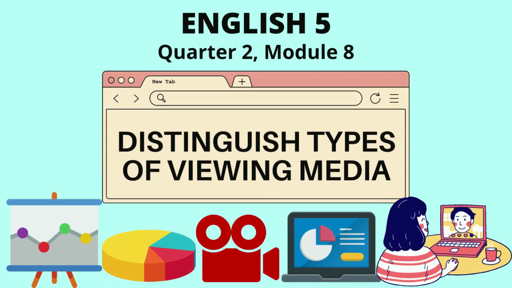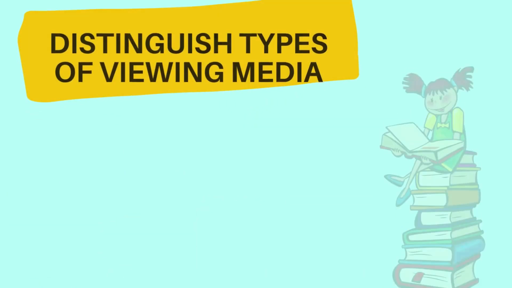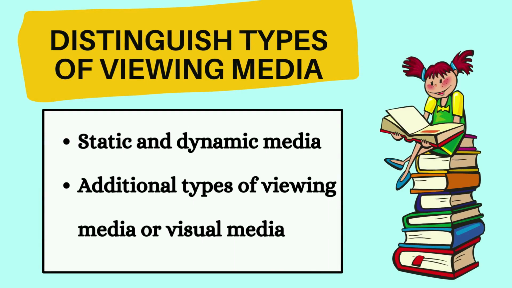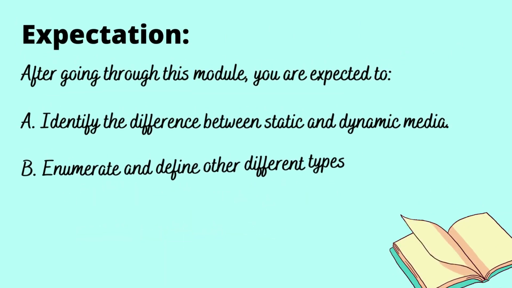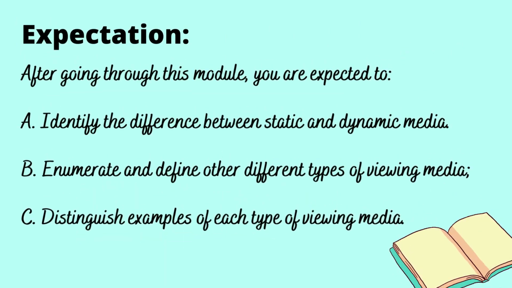Today, we're going to discuss a very interesting lesson for English 5, Quarter 2, Module 8. The lesson is about distinguishing viewing media, which has the following subtopics: static and dynamic media, and additional types of viewing media. But before we dive into our lesson, let us first set our module's expectation.